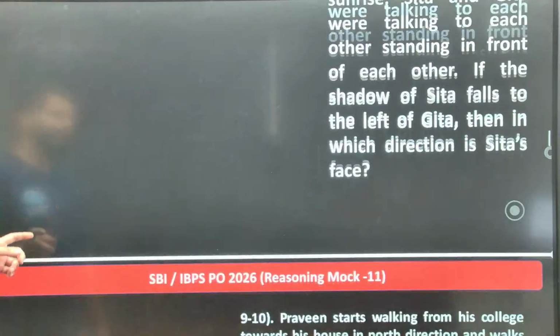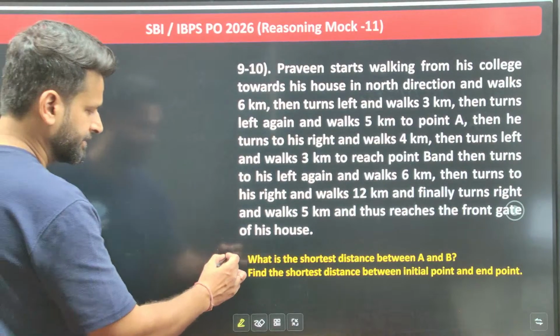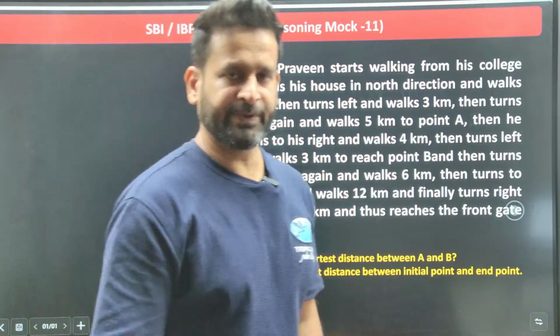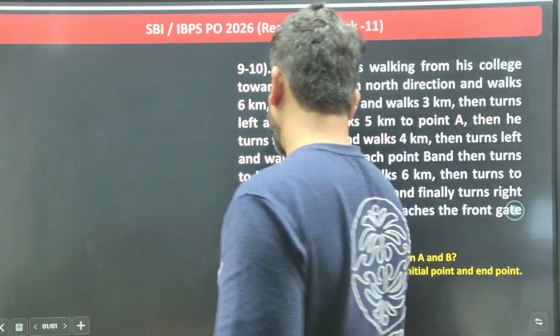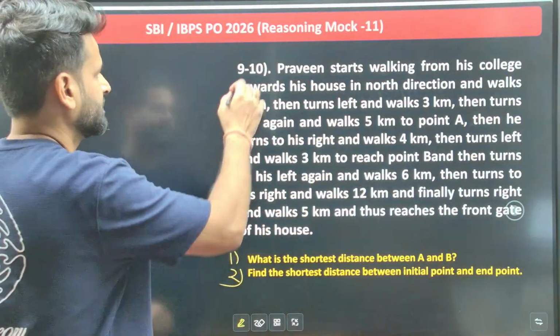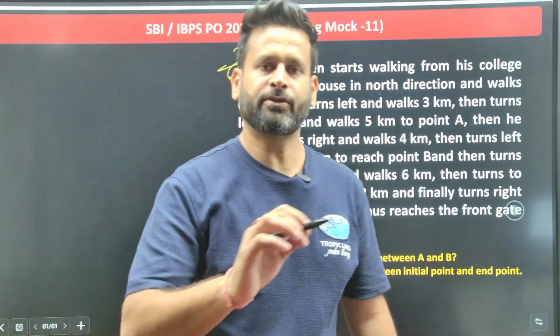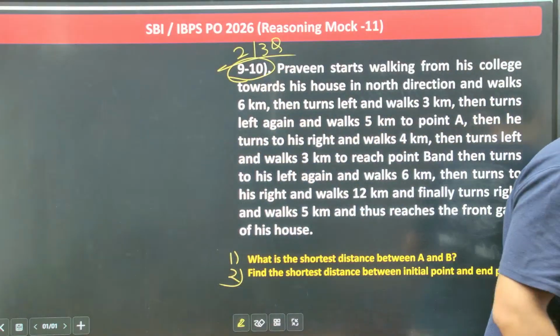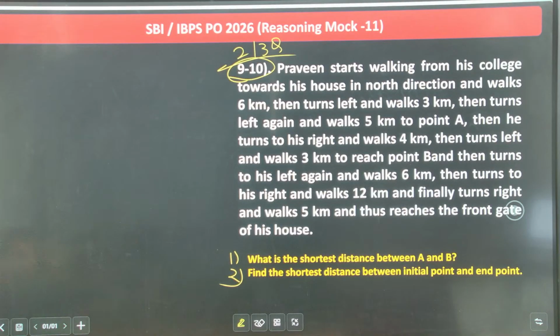Next. From the next question onward, definitely you can try this out. Two questions I have already given. Find this out. Direction and distance based, a very good passage-based question. If such a lengthy passage comes, 2 to 3 questions you can definitely expect in both the examinations, SBI PO or even IBPS PO, and in fact in your clerical examination also. Check this out. What is the shortest distance between A and B, and find the shortest distance between the initial and end point.